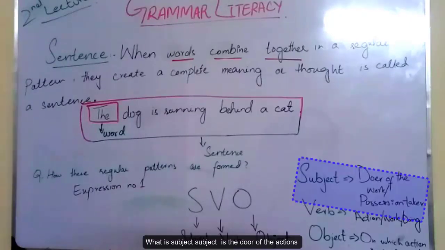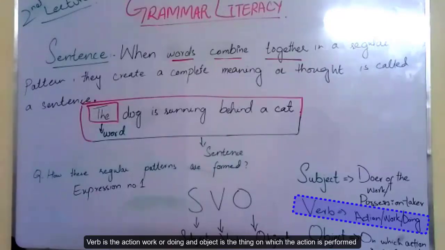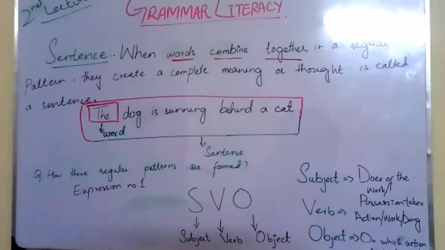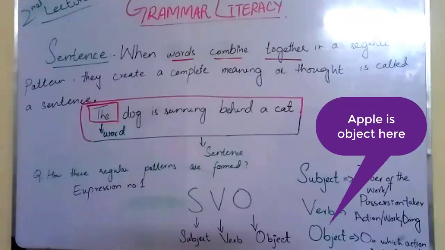So what is a subject? Subject is the doer of the action. And here I, which I have given you as an example orally, means me, doing some work, and that is called the subject. That is doing some action, that's why it is called the subject. Verb is the action, work or doing, and the object is the thing on which the action is performed. And here eating is the verb in I am eating an apple. So eating is the verb, and object is the apple.